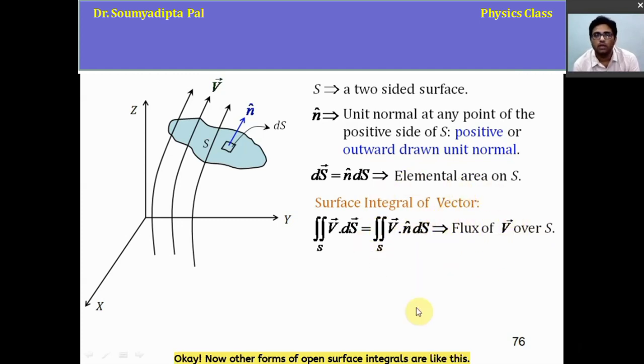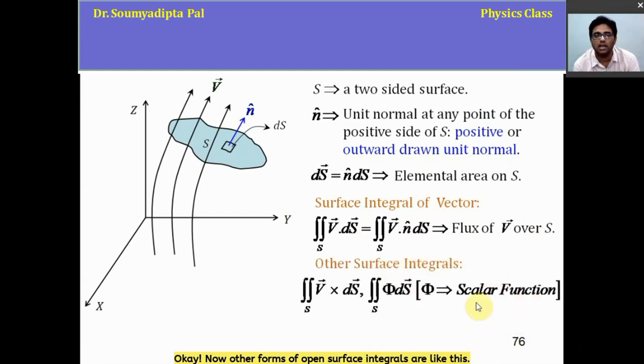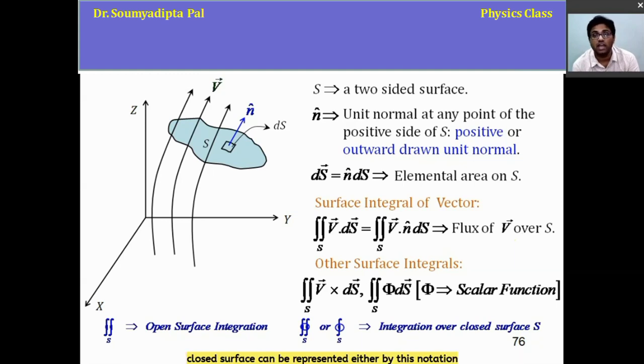Now other forms of open surface integrals are like this: surface integral V cross ds and surface integral phi ds, where phi is a scalar function or scalar potential. Now if the surface is closed, which encloses a finite volume, then the integral over the closed surface can be represented either by this notation or sometimes like this. Okay, and when you see this type of integration, it is also called a double integral.